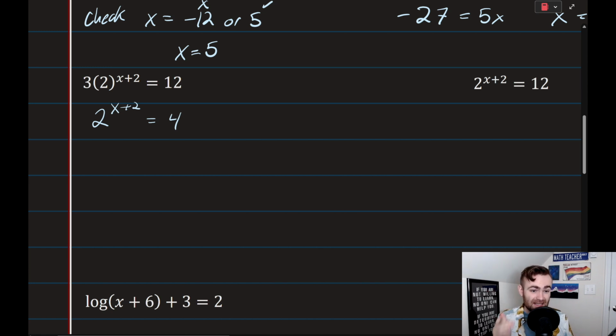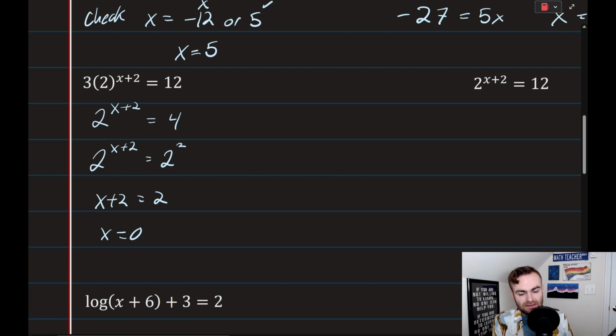If you have a nice exponential, solve them in the way that you would before. I mean, why not, right? So 4 is 2 squared, 2 to the power of x plus 2. Well, exponentials are one to one. This means that x plus 2 has to equal 2, or x is equal to 0. If I plug that back in, 2 to the power of 0 plus 2, that's 4. 4 times 3 is 12. That works out. If I wanted to instead use a logarithm, I would end up with the same answer.